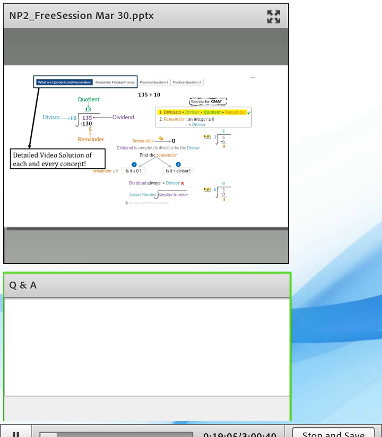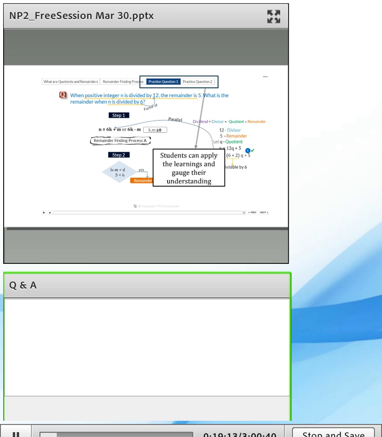There's a detailed video solution for every concept. And then you have practice questions, which are right then and there, post every concept, so that you learn a concept and you're able to apply it right then and there. And if you falter, it tells you where you're faltering and why you're faltering.